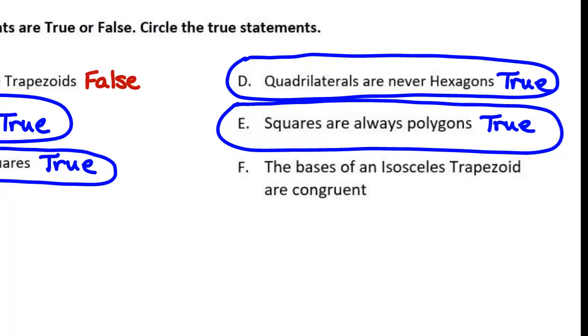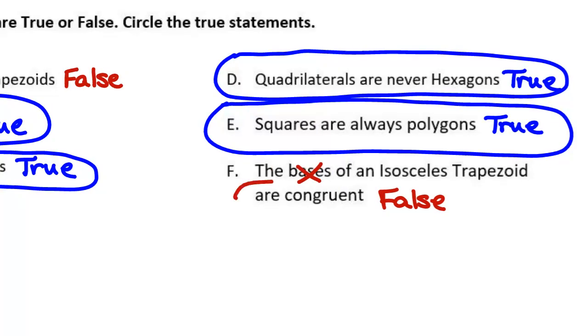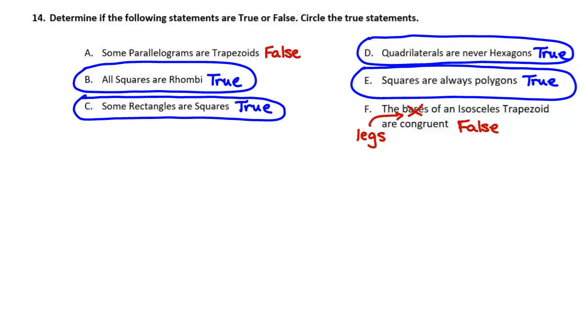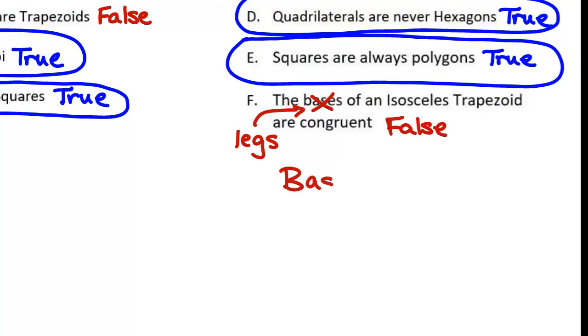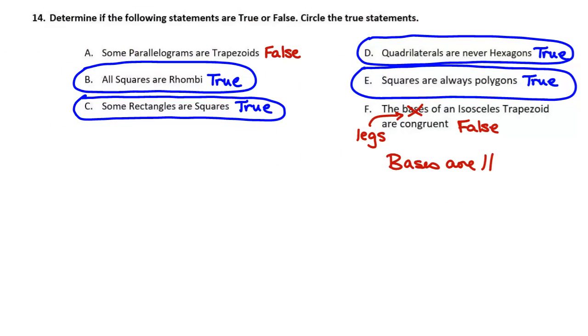The bases of an isosceles trapezoid are congruent. This is false. It's not the bases that are congruent, it is the legs. The bases are parallel, yes. Bases are parallel, legs are congruent, but only if it's an isosceles trapezoid. The bases are parallel no matter what kind of trapezoid. The legs are congruent because it's isosceles. If it wasn't an isosceles trapezoid, then the legs would not be congruent. Just the bases would be parallel.